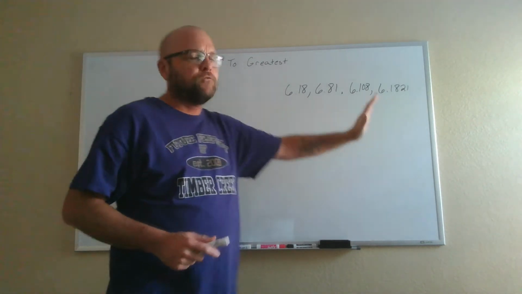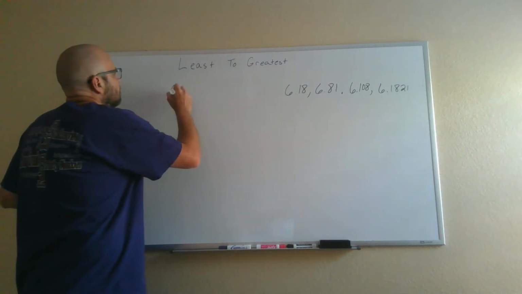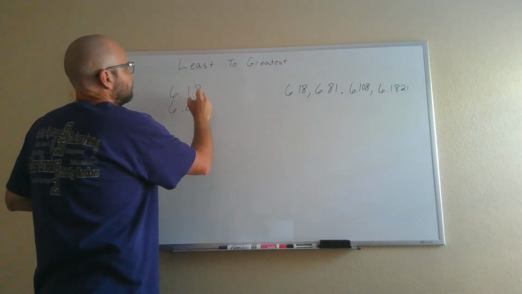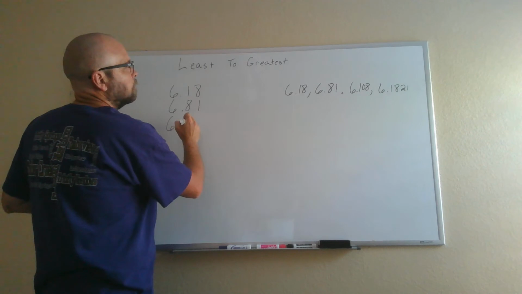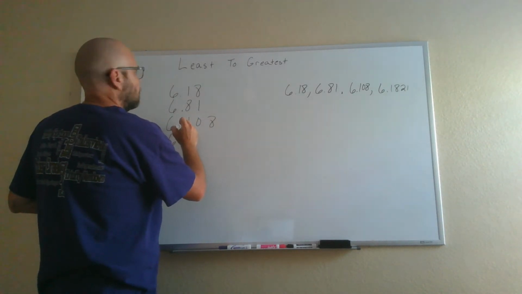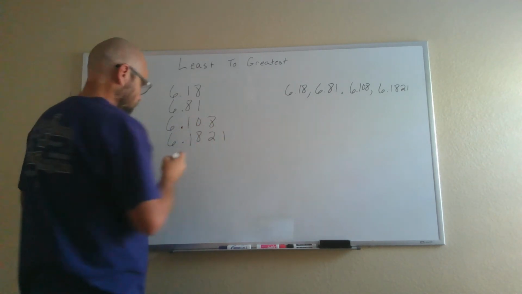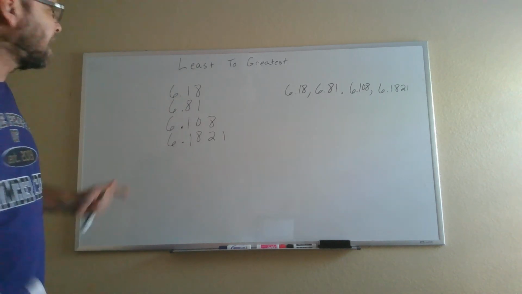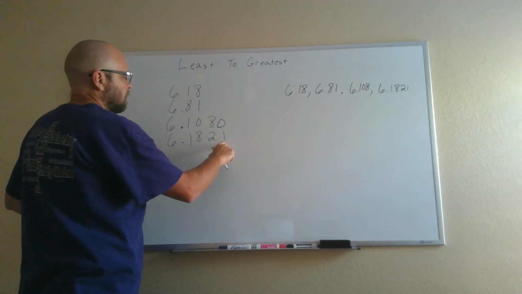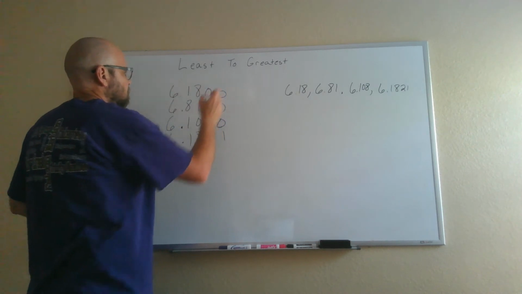Again, these are our four numbers. We're gonna put them in order from least to greatest. Step one is to write them down, lining up the decimal points, lining up each place value. After we do that, we want to make sure behind the decimal point they have the same number of places. So this one goes four numbers behind the decimal point. The rest need to have four numbers behind the decimal point. Makes it much easier to compare.